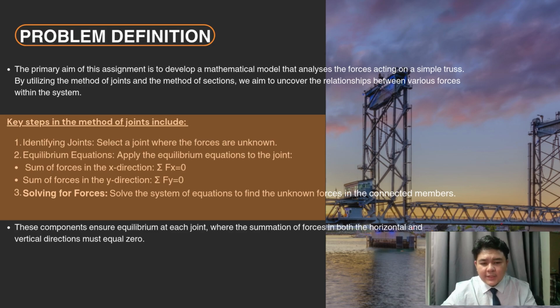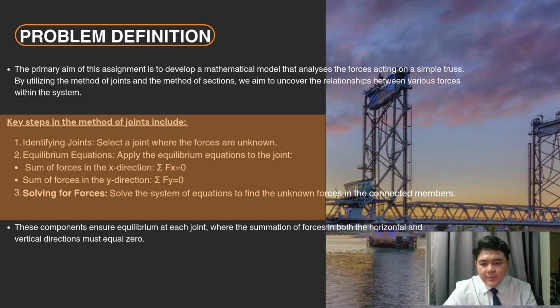As you can see, there are three key steps in the method of joints. First step, identifying joints, which is to select a joint where the forces are unknown. Next step, equilibrium equations.